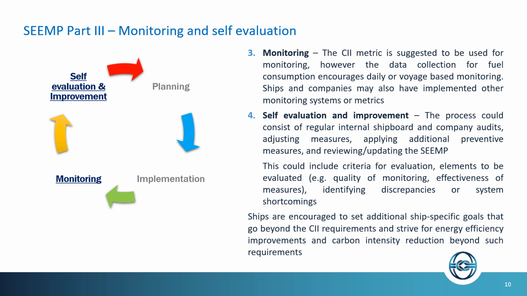The fourth step of a SEEMP is self-evaluation and improvement. The process could consist of regular internal shipboard and company audits, adjusting measures, applying additional preventive measures, and reviewing, updating the SEEMP. This could include criteria for evaluation, elements to be evaluated, for example, quality of monitoring, effectiveness of measures, identifying discrepancies or system shortcomings.